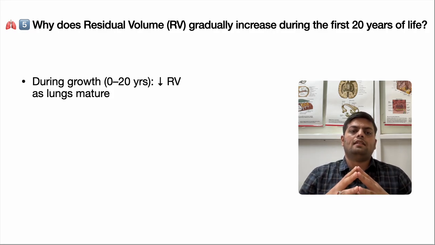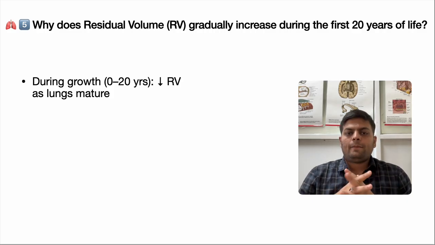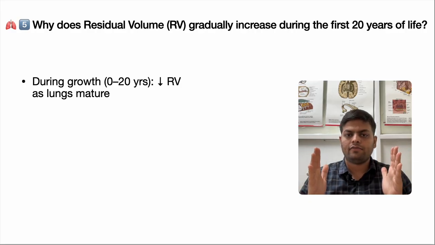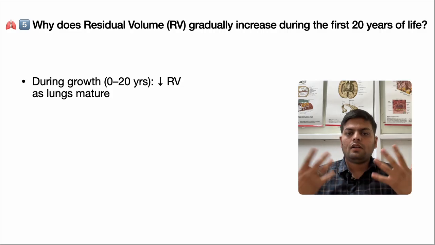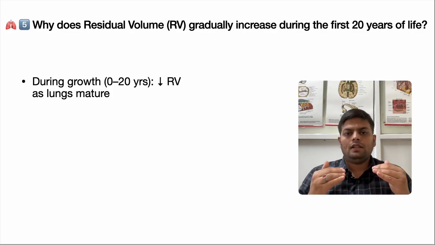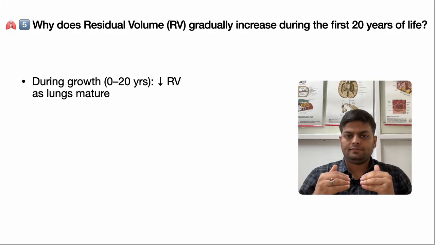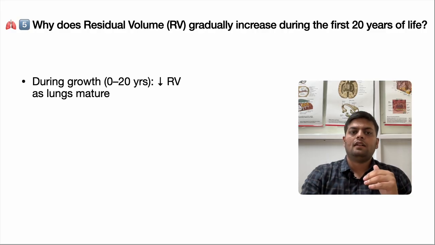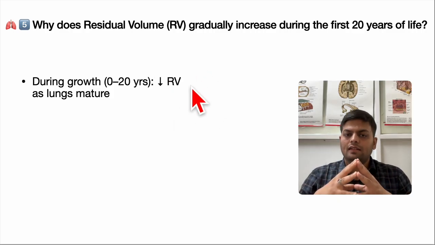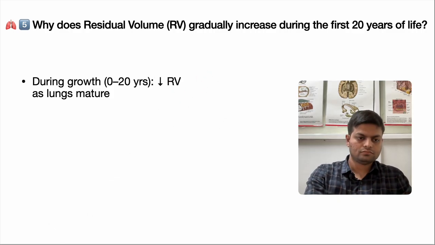Now the next question, this one is the last question. Why does residual volume gradually increase during the first 20 years of life? This is because from birth to the first 20 years of life, during the course of development of a child, lung elasticity improves. That is the reason the residual volume decreases as lungs mature.